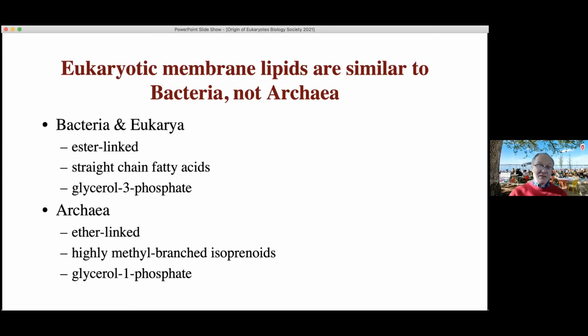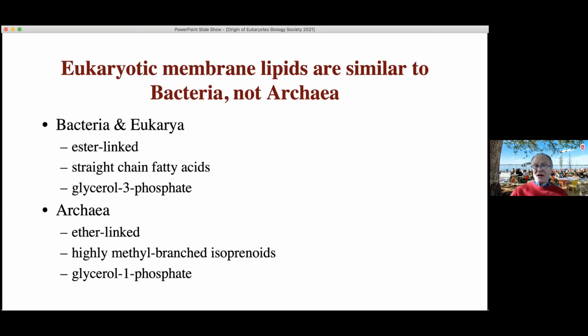The key feature of bacteria that I think we need to talk about is the membranes. Bacterial membranes are very similar to eukaryotic membranes. Given that most of you are biotechnology students, I imagine you're aware that they are composed of ester-linked phospholipids. They have long straight-chain fatty acids, and the backbone is glycerol 3-phosphate. Now, you perhaps know that archaea have very different membranes. The hydrophobic groups are isoprenoids, they're ether-linked, not ester-linked, and the backbone is glycerol 1-phosphate.